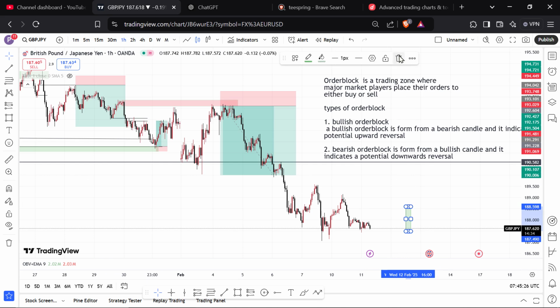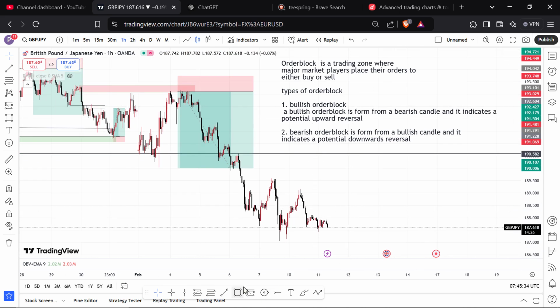Number one. Let me show you a bullish order block. So this is a bullish order block here. Sorry, you can see this is a bullish candle and the next candle here engulfed it. So we'll mark this zone.